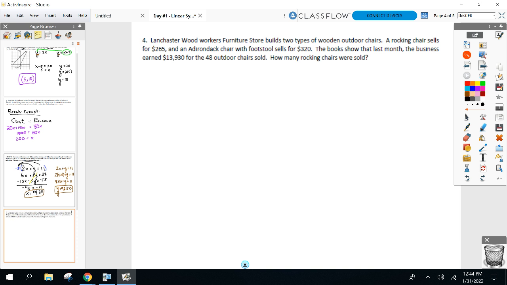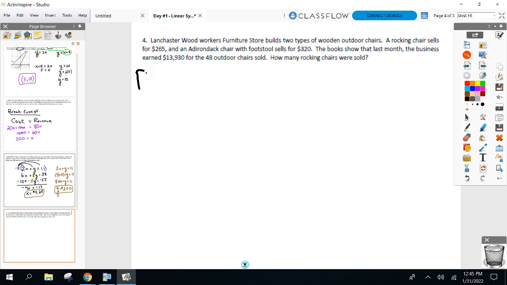All right, so rocking chairs sell for $265, Adirondacks for $320. Last month we made $13,930, and there was a total of 48 chairs sold. Your first job, what do you want your variables to be? Because last problem I said this is X, this is Y. You can be creative. You don't need to stick with X and Y. I like R and A here, personally, but you roll how you want to roll. All right, I'm going to go R and A.